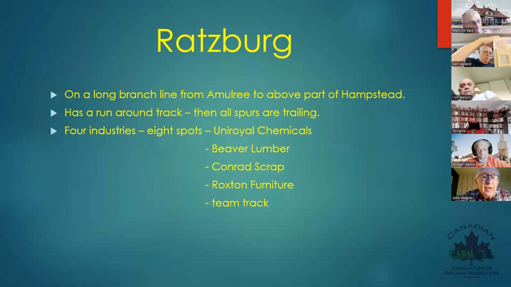It's got its own runaround track, and then all the spurs are trailing. So you get up there, run around your train, and then you do all your work pushing back towards the end of the track. There's 4 industries, but 8 spots, and depending on what type of car you have, which spot it goes into.